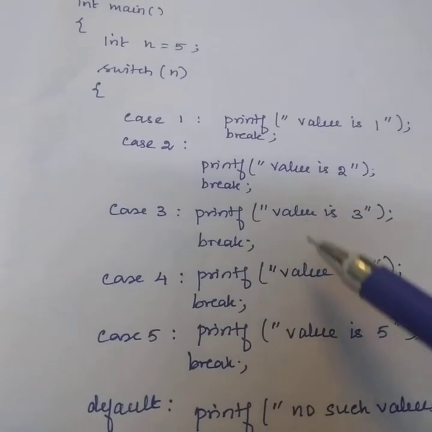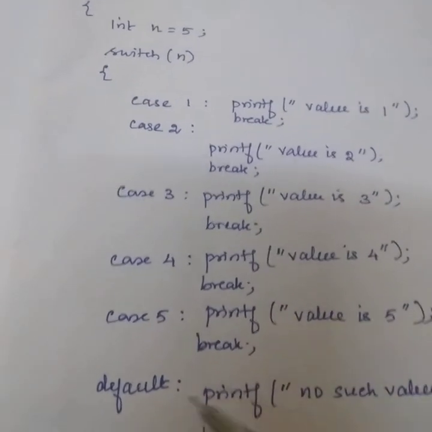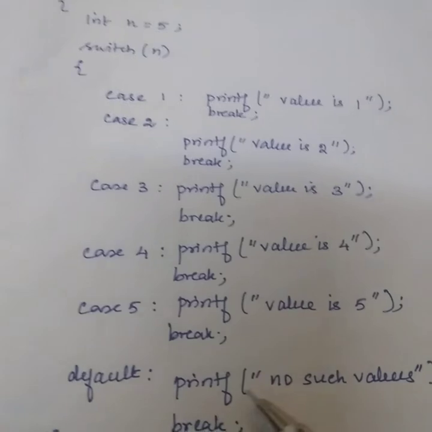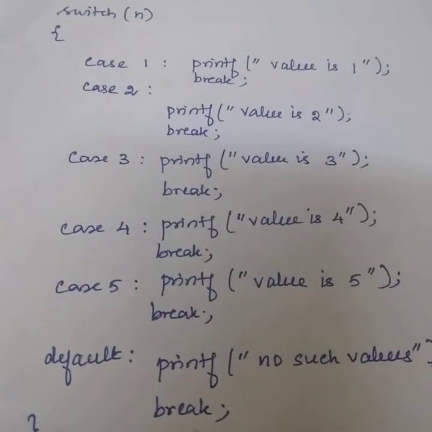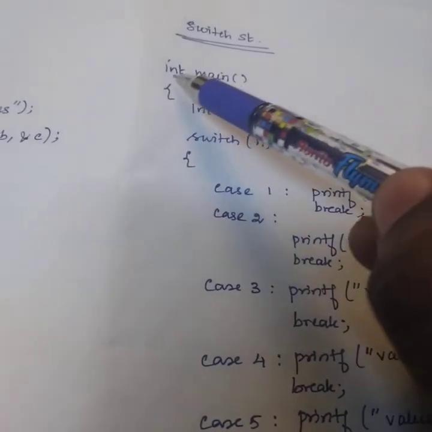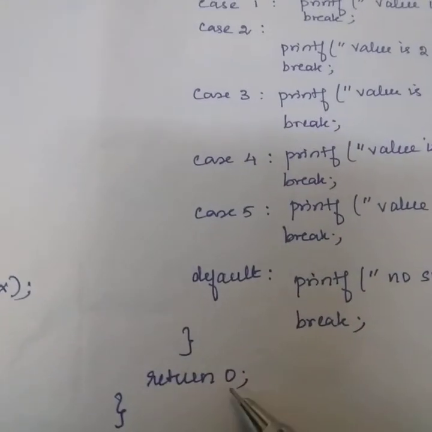If none of these 5 cases matches, the default will be printed: default, printf no such value, break. So that's all about the program. Since we have put int, we need to put return 0.